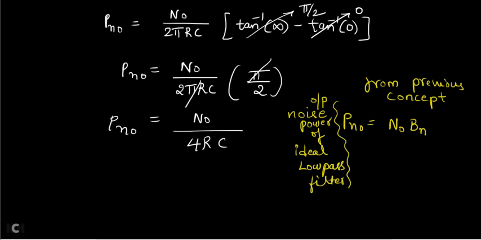So you should understand why, instead of what we derived previously, which is only N0 into B, we are writing N0 Bn. This n for the bandwidth represents noise bandwidth. You should write down the suffix n. B is the bandwidth of the ideal low pass filter. Bn is the noise equivalent bandwidth of the RC low pass filter. So this Bn only you need to find out.